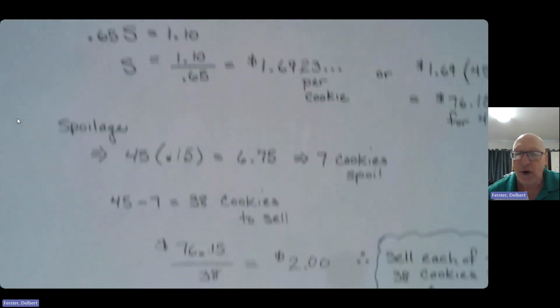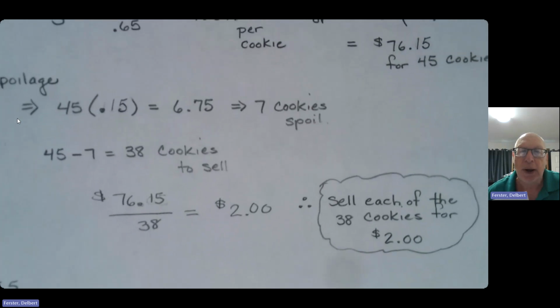So to find the price for each cookie, here's what we're going to do. We're going to take the 76.15, which is the amount of money we've got to gain as a result of our cookie sales, so we can show the desired markup. And we're going to divide by 38 because only 38 of the cookies are available to be sold. If we do that successfully, we'll find that each cookie is going to sell for $2.